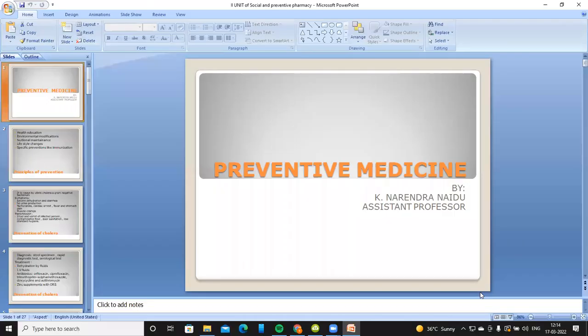This is about filariasis. So totally this is regarding preventive medicine, that is the second unit of your social and preventive pharmacy. And along with this, we also have diabetes, hepatitis, and cancer, which we have already discussed in the pathophysiology subject of second semester, which we have already studied. So this is about preventive medicine, that is the second unit of social and preventive pharmacy.